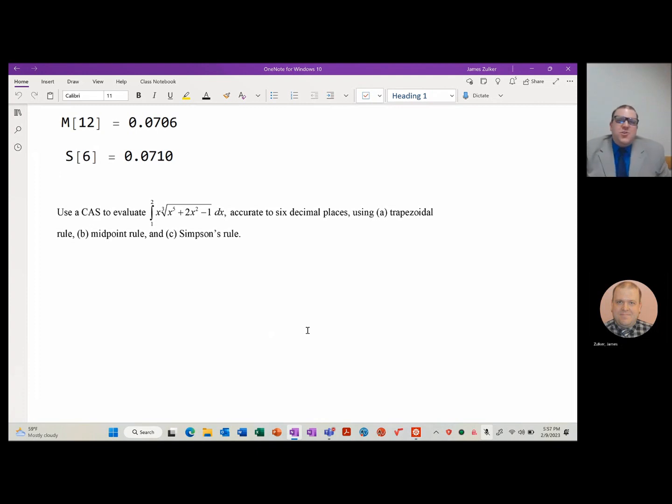We're going to integrate from 1 to 2 of x cubed times the square root of x to the 5th plus 2x squared minus 1, accurate to 6 decimal places using the 3 rules.